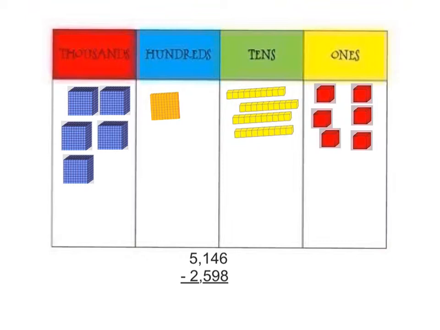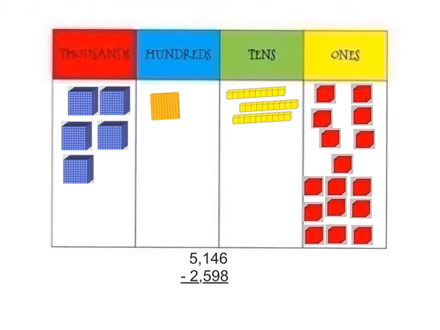Okay, let's start with the ones column. We have 6 ones, and we want to take away 8 ones. Well, we don't seem to have enough. So we're going to borrow from the tens column. We're going to regroup 1 ten in exchange for 10 ones. So as you can see, we traded in that 1 ten for 10 ones.